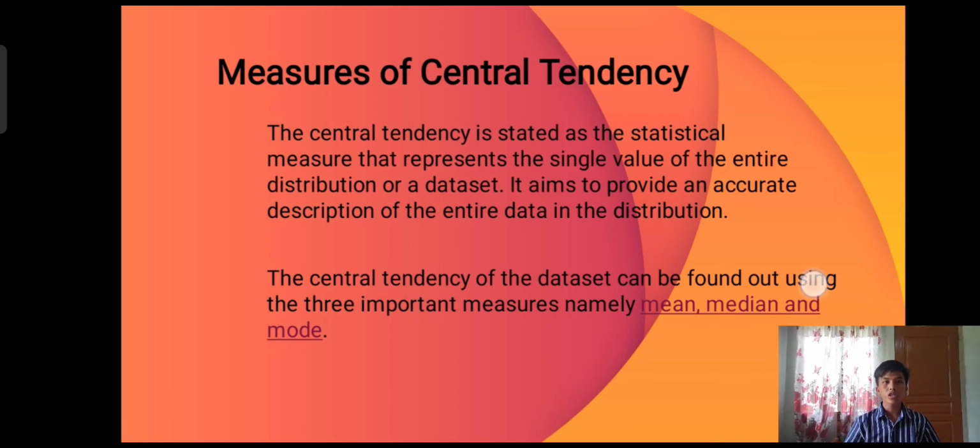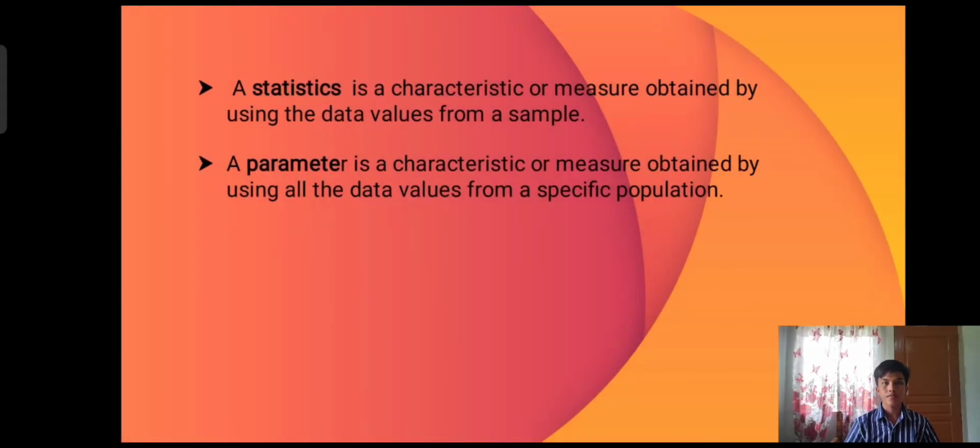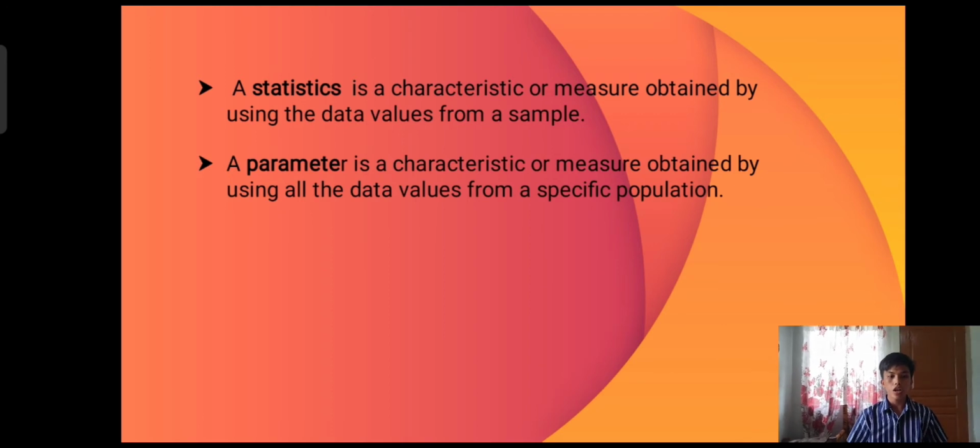So guys, what is statistics? Can anyone tell what statistics is? Yeah, you're right. A statistic is a characteristic or measure obtained by using the data values from a sample. So, what is a parameter? A parameter is a characteristic or measure obtained by using all the data values from a specific population.